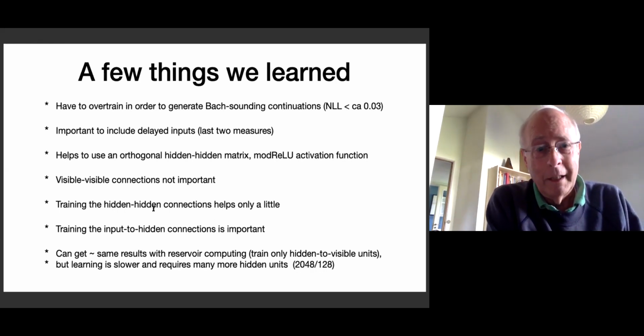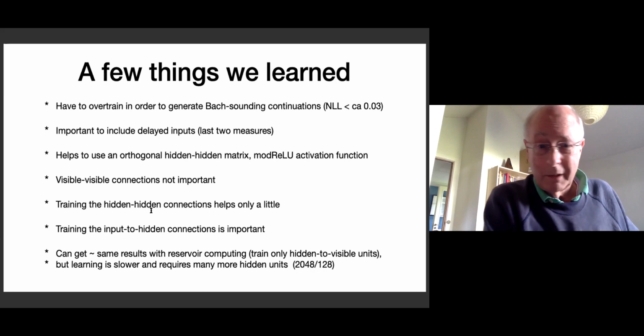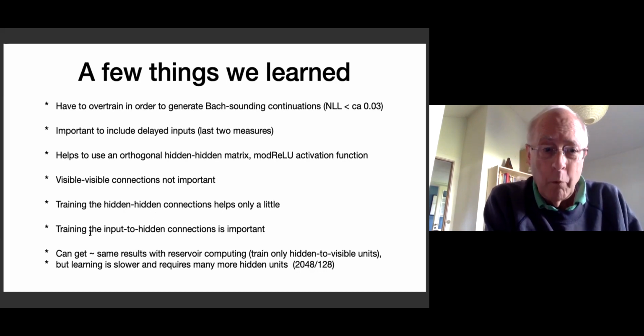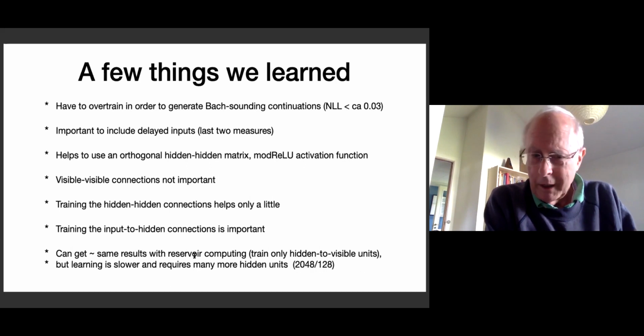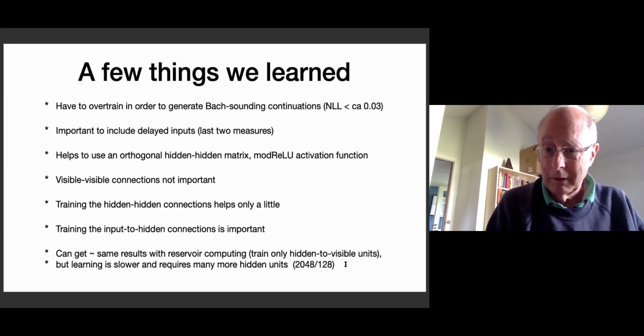In fact, training the hidden connections in this big orthogonal matrix only helped a little. That's a little bit reminiscent of reservoir computing, where you just take a random matrix there. However, it was important to train the input to hidden connections, which you don't do in reservoir computing. We could get almost the same kind of results with reservoir computing, where you only train the hidden to visible units, the Ks. But it's much slower to train and requires many more hidden units, a factor of 16 in some examples.